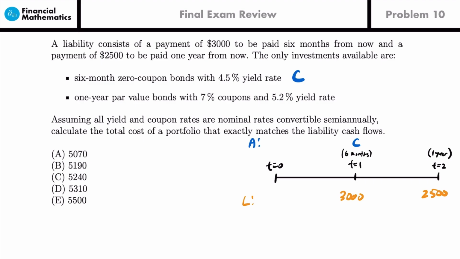Okay, but for a regular 1-year par value bond, we know it's paying semi-annual coupons because we're told that all yield and coupon rates are nominal rates convertible semi-annually. So the coupons are definitely being paid semi-annually. So we're going to get a coupon at time 1 and at time 2, along with the redemption value being returned at time 2, or the end of maturity for those 1-year bonds.